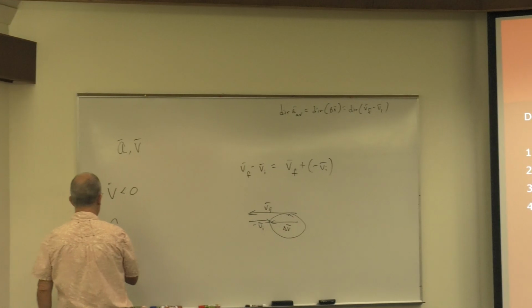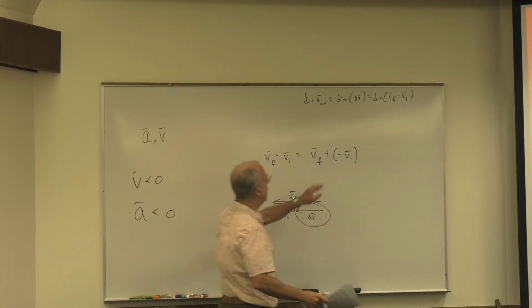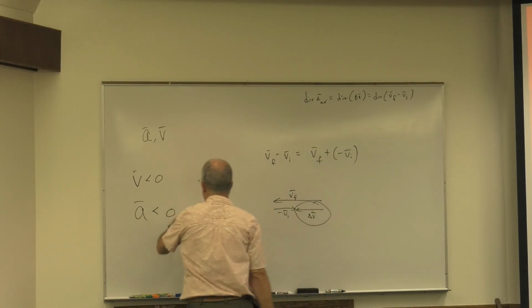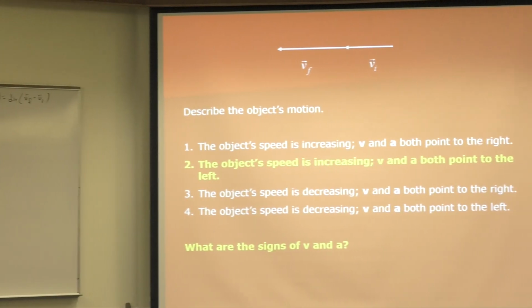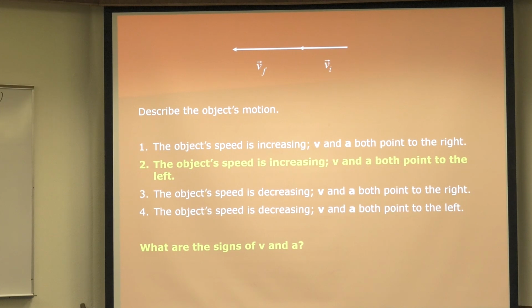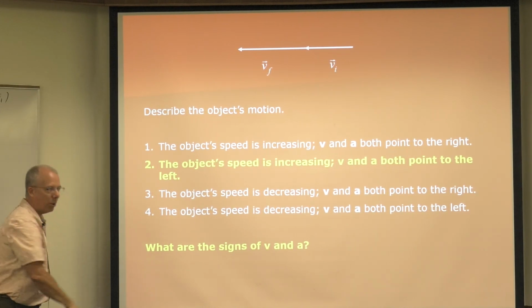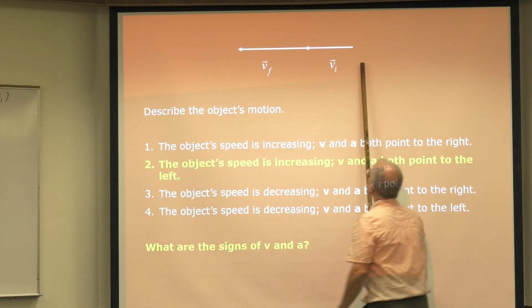So A is negative, right? Because the sign of delta V is the sign of A. So we have V negative and A negative. So what's going on? The speed is increasing. Well, come on, we already knew that. Did we have to go through all this mumbo jumbo? You didn't have to do all that. I mean, it's obvious, right?